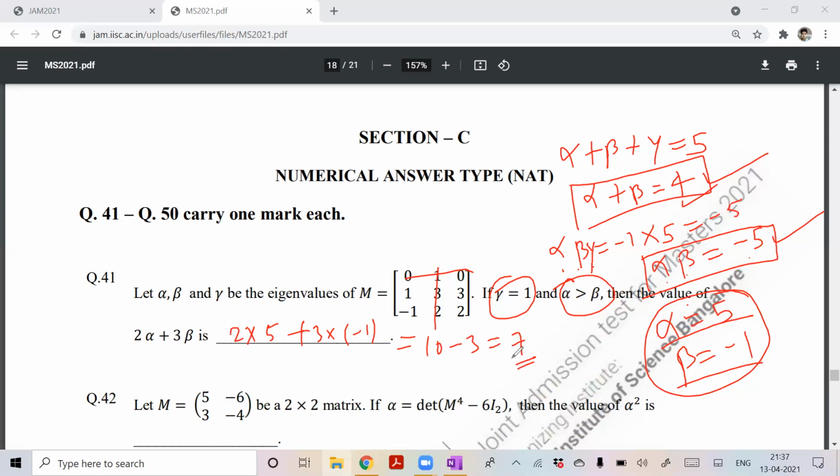So the concept I used is trace is equal to the sum of eigenvalues, and determinant is equal to the product of eigenvalues. Then we had 2 equations and 2 unknowns. Whichever way you apply, you will get the same answer, alpha 5 and beta minus 1. So the answer is 7. So let's go to the second question, number 42.